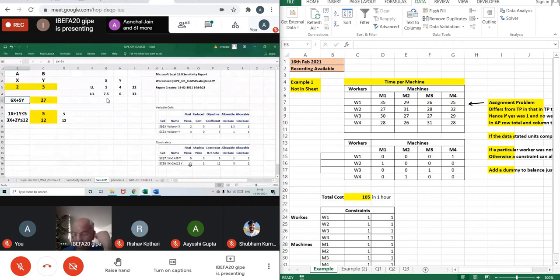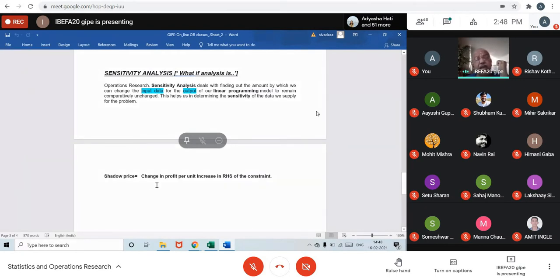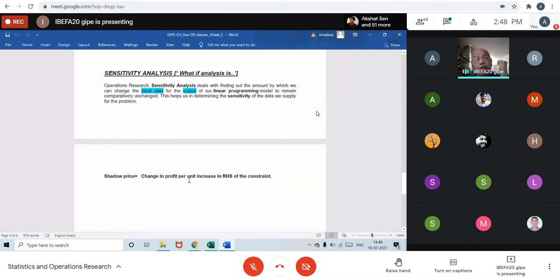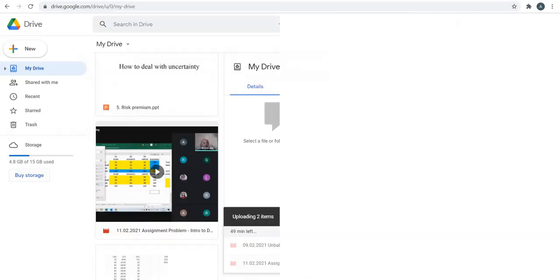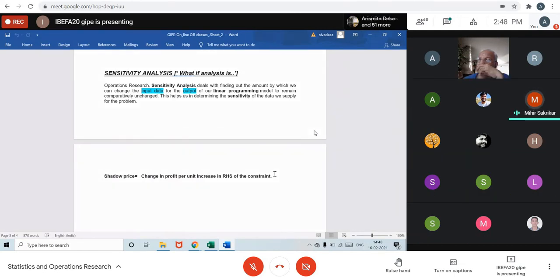Now, there is a column called shadow price. What is this shadow price? The shadow price is equal to the change in profit per unit increase in RHS of the constraint. What is the RHS of the constraint? Sir, the maximum quantity of milk and chocos. Correct. So, change in profit per unit increase in RHS of the constraint.